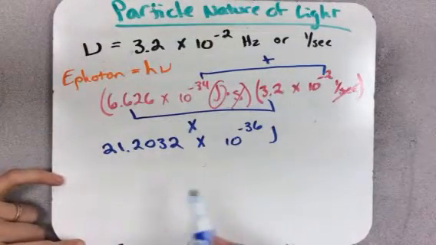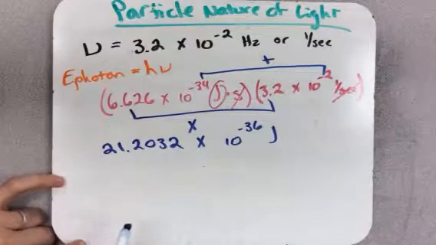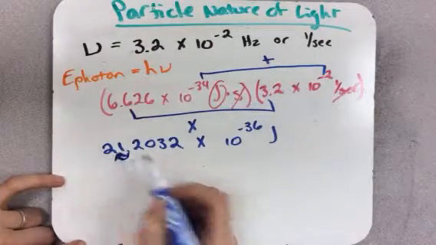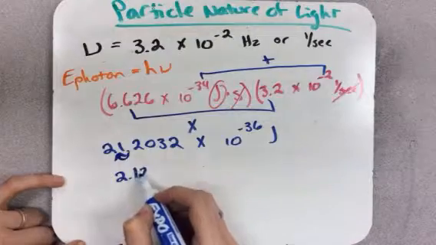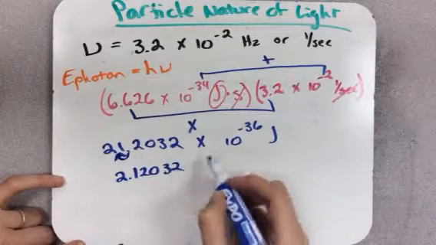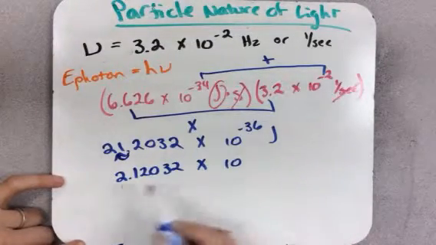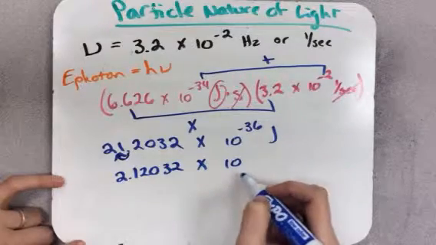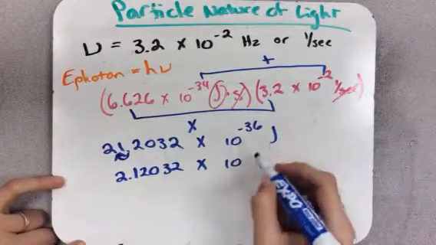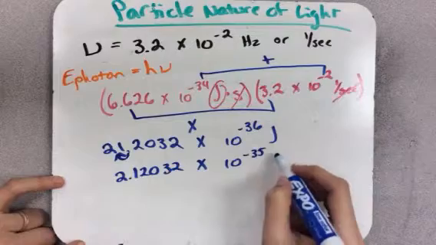I want you to realize this is an extremely small number. I mean, very, very, very tiny. It's also not in correct scientific notation. You would want to move this over, so you have 2.12032 times 10 to the what? This number got smaller, so this number needs to get bigger, so it'll be negative 35 joules.